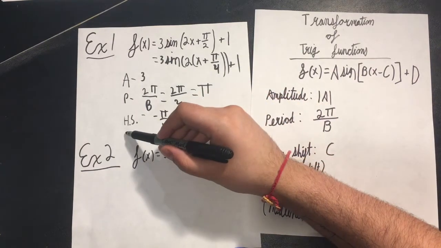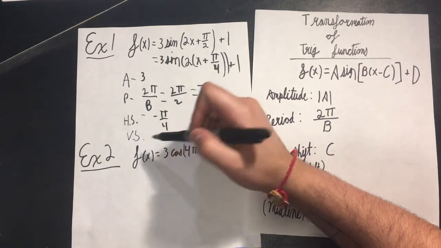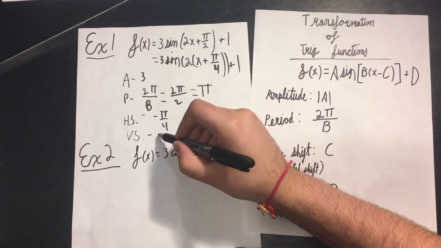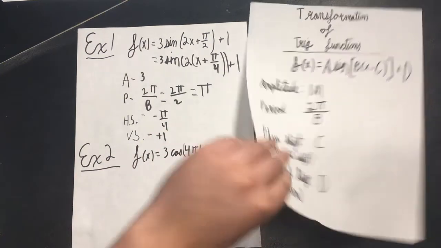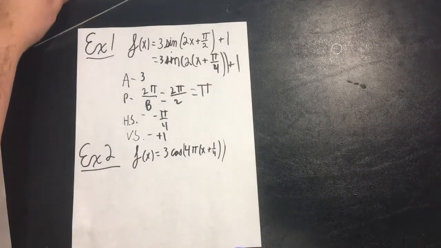Lastly, my vertical shift, my new midline, is a positive 1. I think that's the easiest thing to look out for. Okay, so now let's look at how to graph this. I think there's an easy order to go in to actually graph out what this function is meant to be.